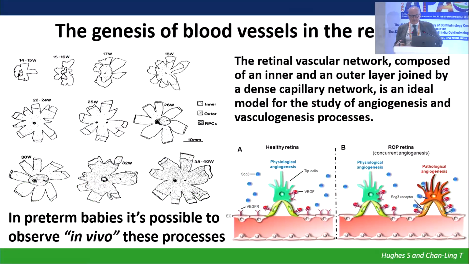The genesis of blood vessels is based on two principal mechanisms. One is vasculogenesis, and the other one is angiogenesis. They are completely different. Vasculogenesis happens very early, around 20 weeks of gestational age, around the optic nerve, and it is not the one that we see during our clinical work. What we see is angiogenesis, which is a different process. Basically, it is a sprouting of the already existing vessels, and is driven by VEGF.